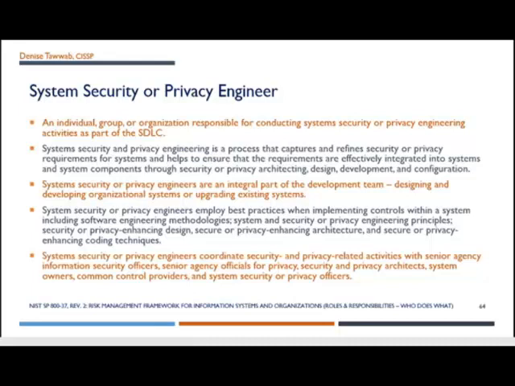and configuration. System security or privacy engineers are an integral part of the development team, designing and developing systems or upgrading existing systems. System security or privacy engineers employ best practices when implementing controls within a system, including software engineering methodologies, system and security or privacy engineering principles, security or privacy enhancing design, security or privacy enhancing architecture, and security or privacy enhancing coding techniques. These people coordinate security and privacy related activities with your chief information security officer, your chief privacy officers, security and privacy architects, system owners, common control providers, and system security or privacy officers.